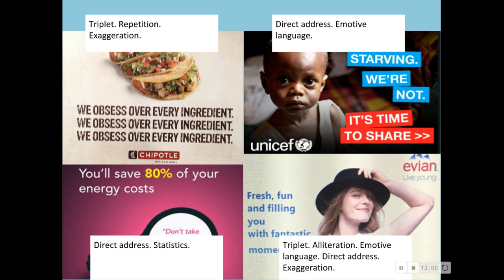Top right, UNICEF, that is direct address. We, you and me, are not. And emotive language, he is starving. It's time to share. Bottom left, you've got direct address and statistics, 80%. And bottom right, we've got a lot. We've got a triplet: fresh, fun, filling. That triplet's also alliteration. We've got emotive language, fantastic moments, direct address, filling you, and exaggeration, because it's an ad for water, and water does not actually fill you with fantastic moments.